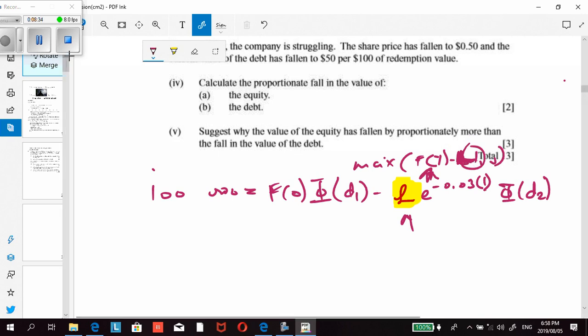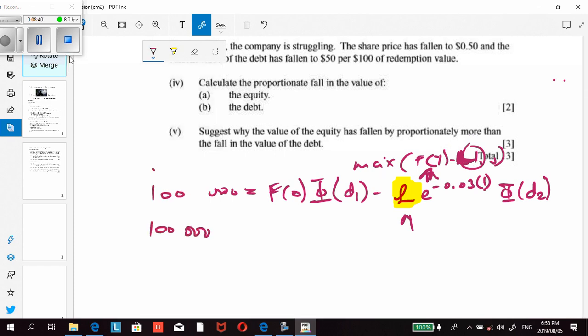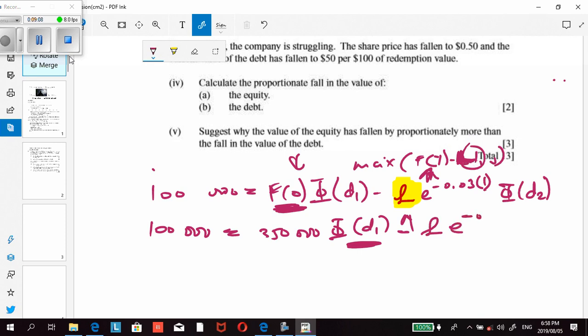Let me substitute my values before we do that. So what do I have? I have 100,000 being equal to the total value of the company's asset at time 0, which is 350,000, multiplied by phi of D1. This phi of D1 also contains L. So really we can't simply solve this equation by rearranging. We have to use trial and error. Minus what? Your L, which I'm looking for, e to the power 0.03 multiplied by phi of D2.